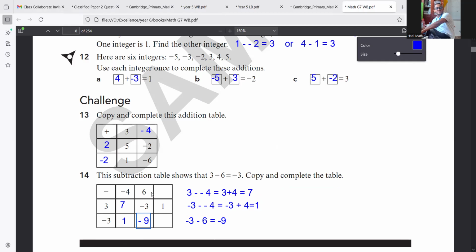We say 3 minus which number gives us 1? 3 minus 2 for sure, because 3 minus 2 will give us 1. -3 minus 2. When I say -3 minus 2, this will give you -5. So this question here is -5. This is how you complete the subtraction table.